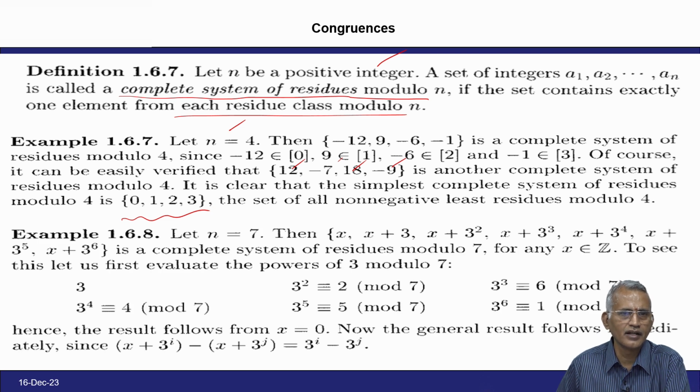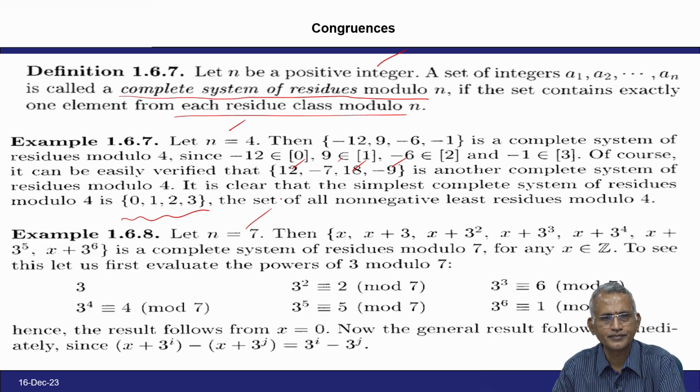Another example: let n equal to 7. We have a complete system of residue in terms of the expression x, x plus 3, x plus 3 square, x plus 3 cube, x plus 3 power 4, x plus 3 power 5, x plus 3 power 6, like that. So it is a complete system of residue under modulo 7, where x belongs to the integers.